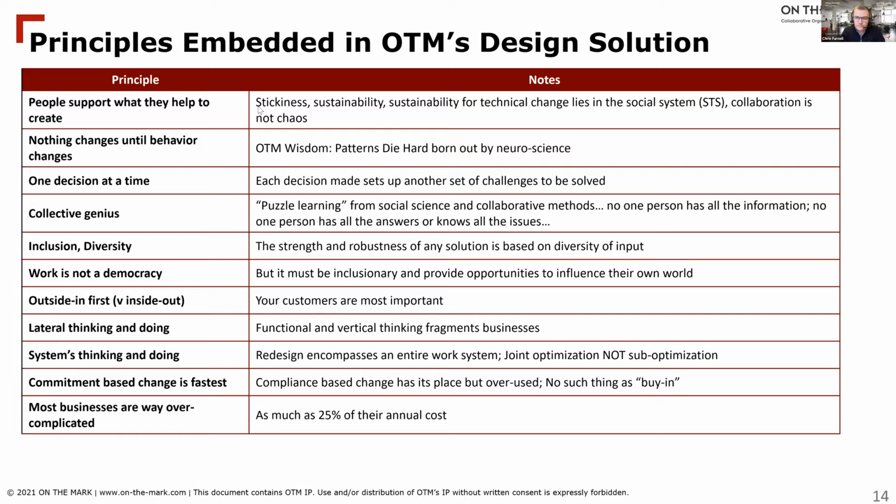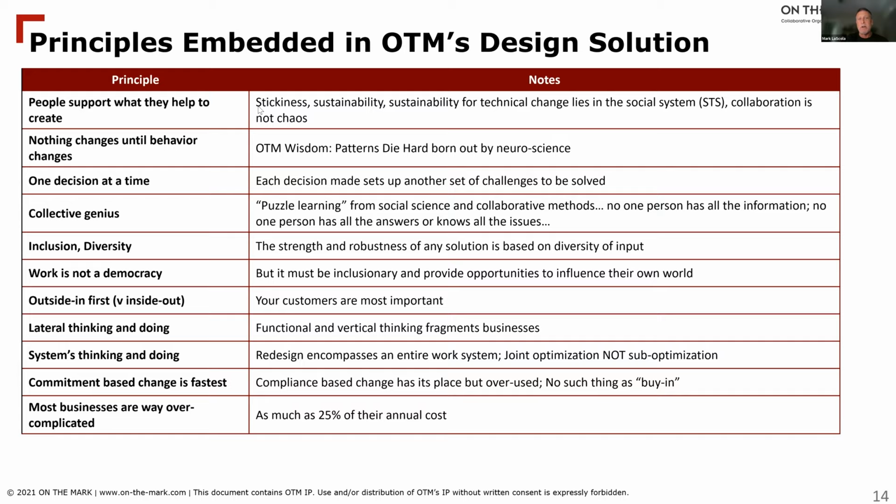And one of the wisdoms that we have is patterns die hard. And it's certainly been borne out by the last 20 years of neuroscience and the research on neuroscience and what sticks with people. The other principle in design work that is key is you have to make one decision at a time. It's really difficult for executive teams to make one decision at a time and typically get totally wrapped around the axle by trying to solve, or what we typically call eat an elephant, all at the same time. And so then they get totally undone or beat down, if you will, by trying to take on too many decisions at once.